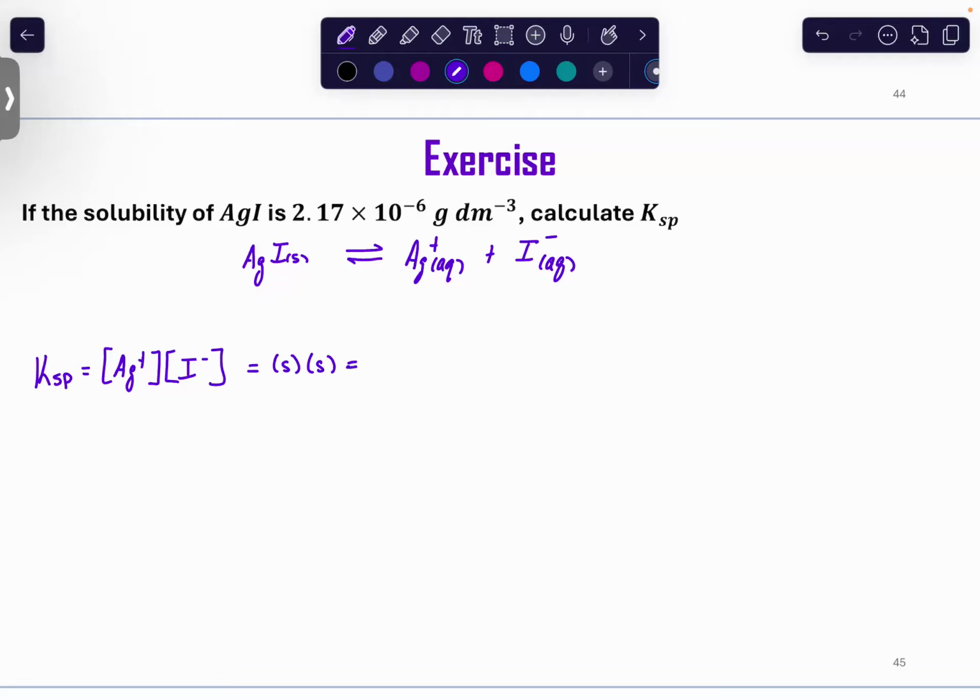Okay. That's going to be S squared. Oh, okay. So I just need to put the 2.17 in for that. So it's like 2.17 squared.